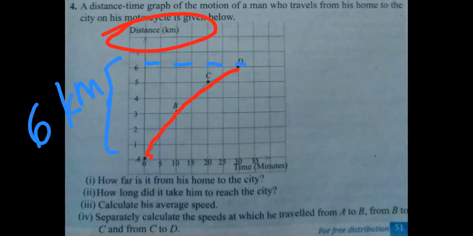How long did it take him to reach the city? What is the time taken? Observe the graph and tell me what is the time taken to reach the city? 30 minutes. 30 minutes. Very good. 30 minutes. Right. Write it down.